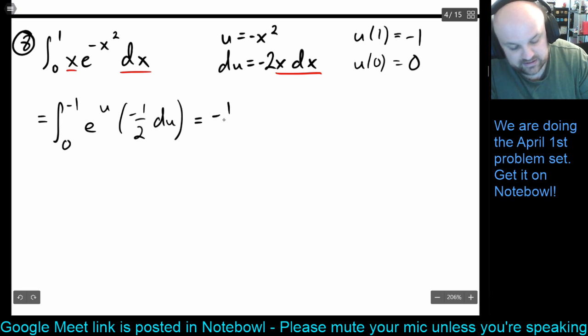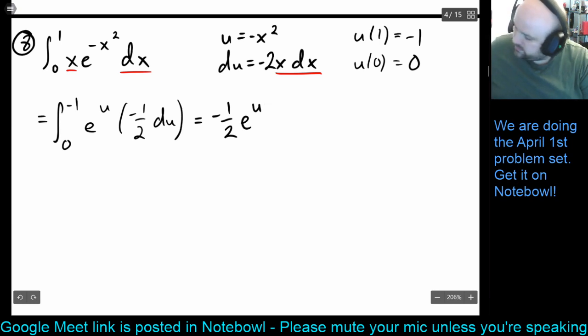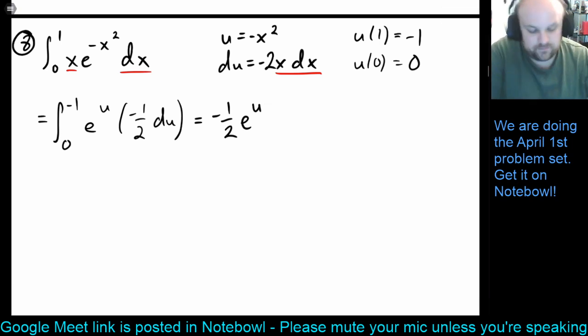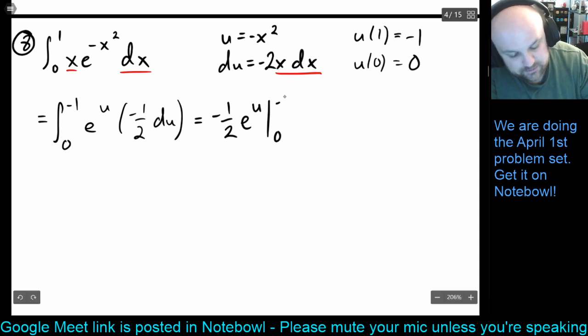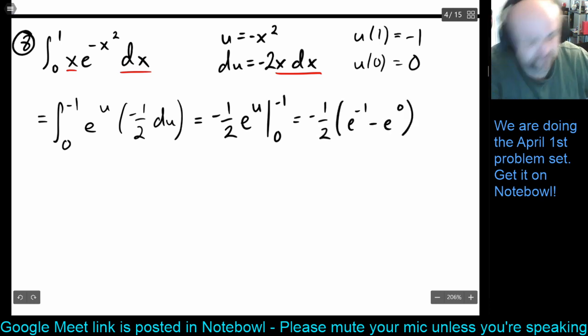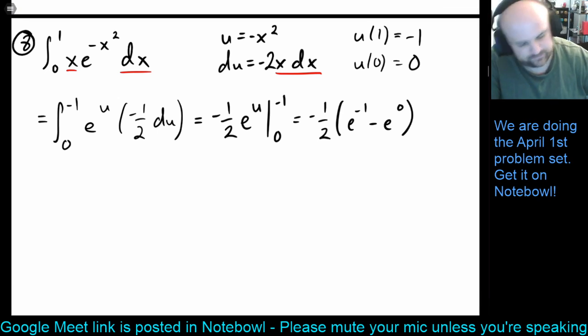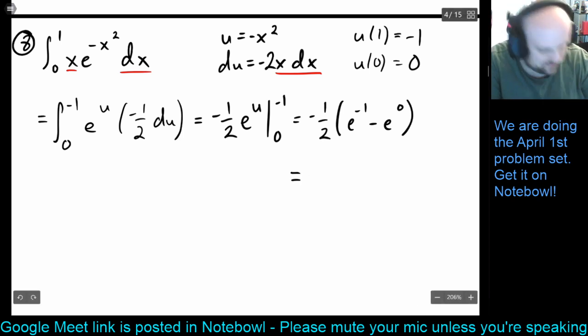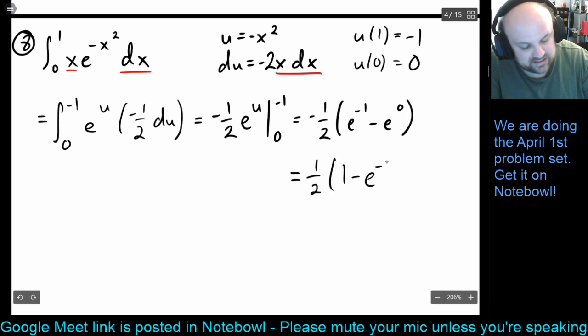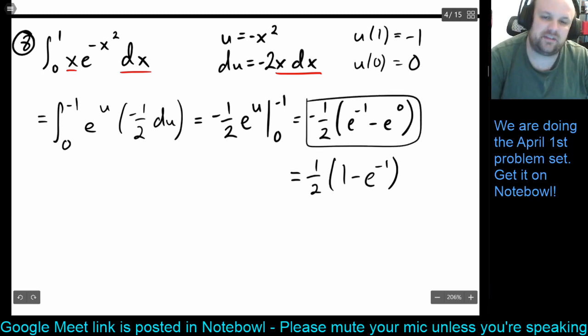Okay, so let's integrate this. -1/2, integral of e to the u is e to the u, and then we're evaluating from 0 to -1. So this is -1/2 (e to the -1 minus e to the 0). And really, you could stop there. This is fine. If you're interested in making things look nicer, you could write this as 1/2 of (1 minus e to the -1). But I think this is a perfectly fine place to stop.